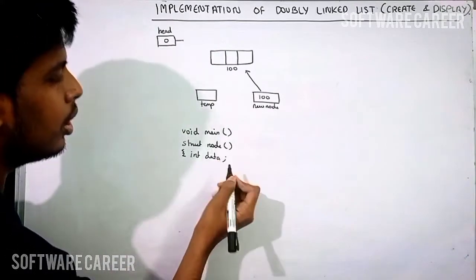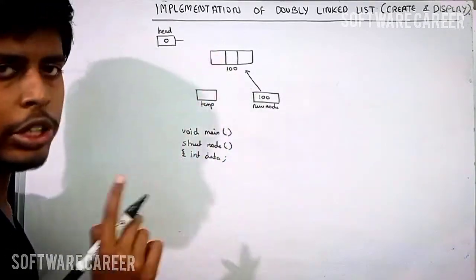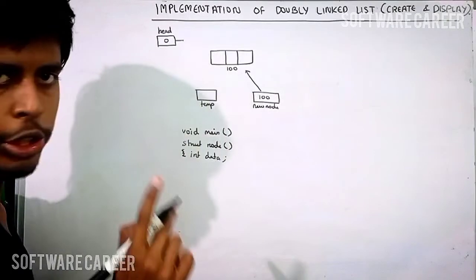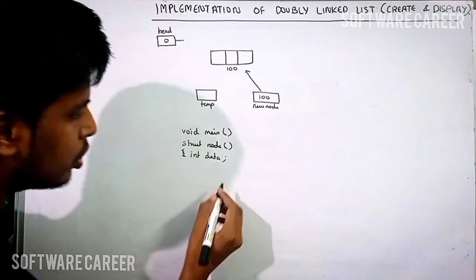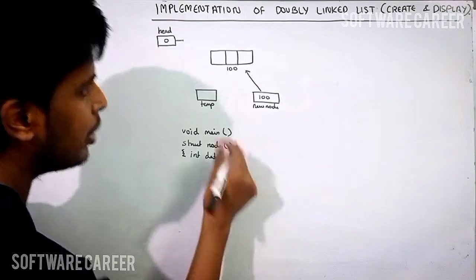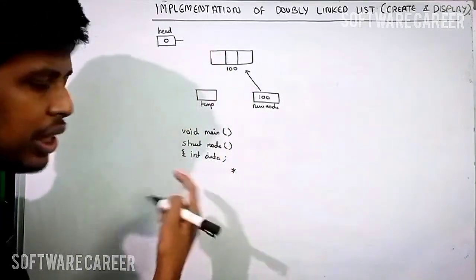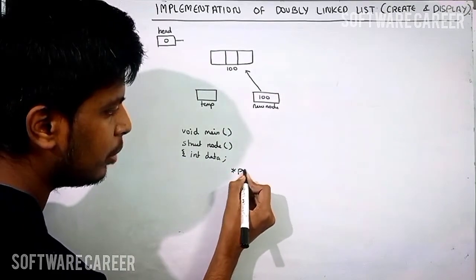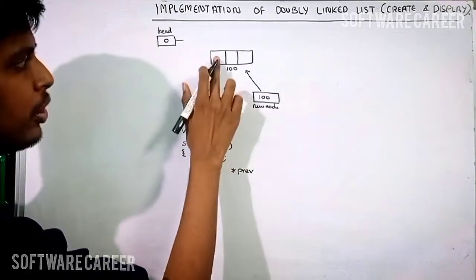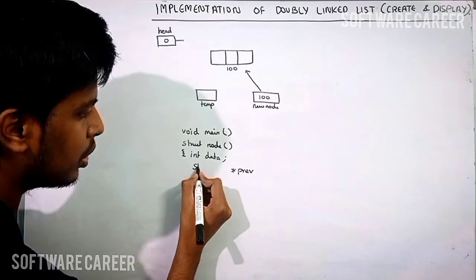Now this is the pointer part. This first part is called the pointer part. In this pointer part you are storing the address of the previous node. I am naming that pointer as previous. You can name it anything. I am naming it previous. Now the pointer previous, I'll write here struct node.